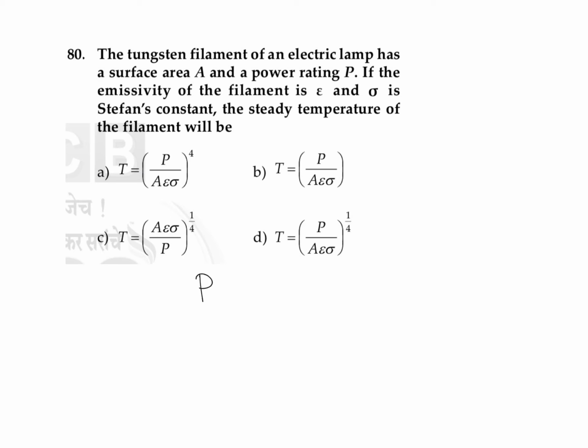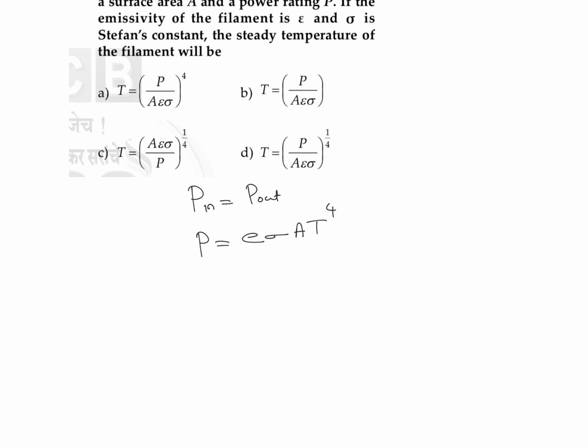That means the energy which is given into this should be equal to the energy which is coming out. Energy is given in the form of electrical energy, and it is coming out in the form of radiation. And we know the equation for power due to radiation, that is epsilon sigma A, temperature of the object raised to 4. So our aim is to find out the value of T over here.